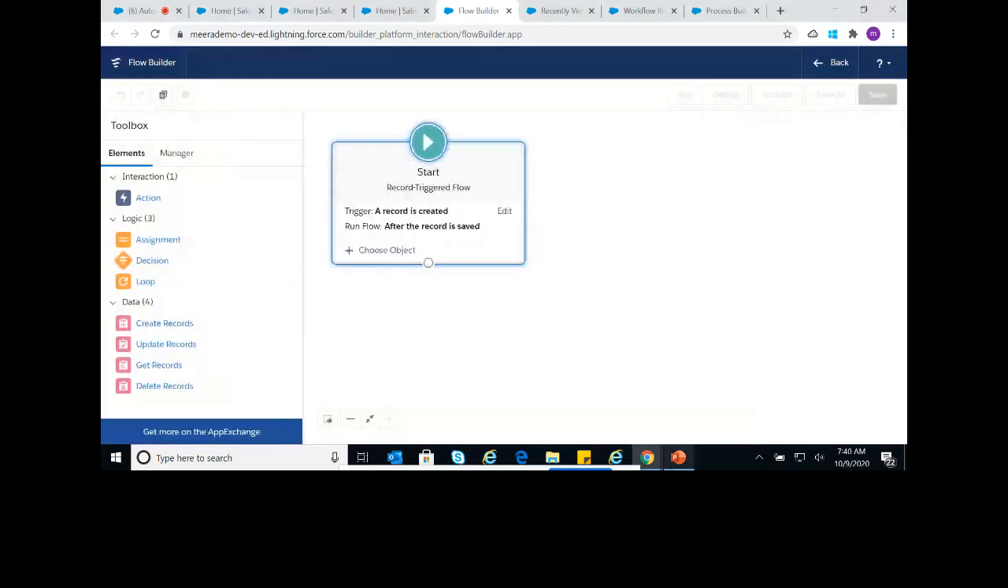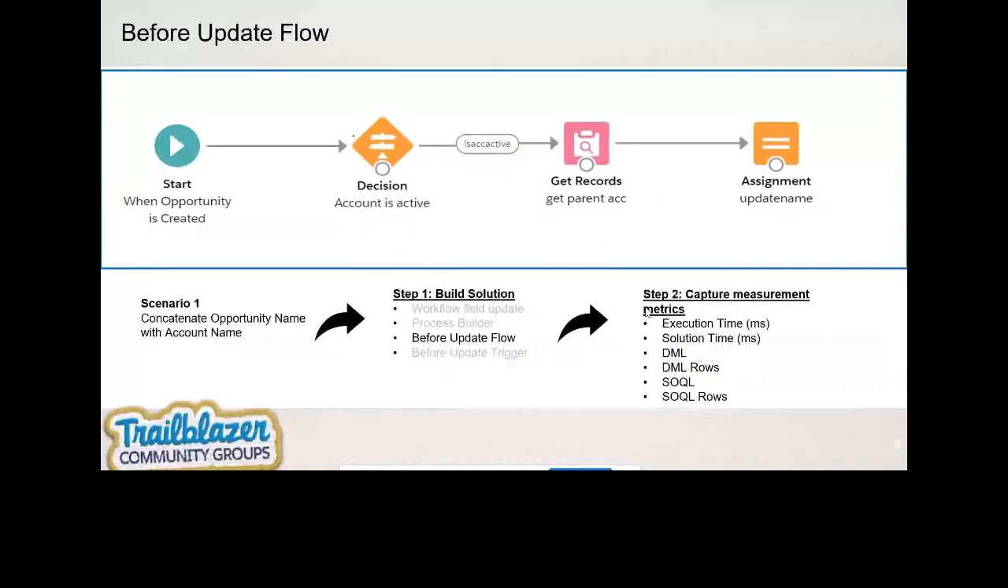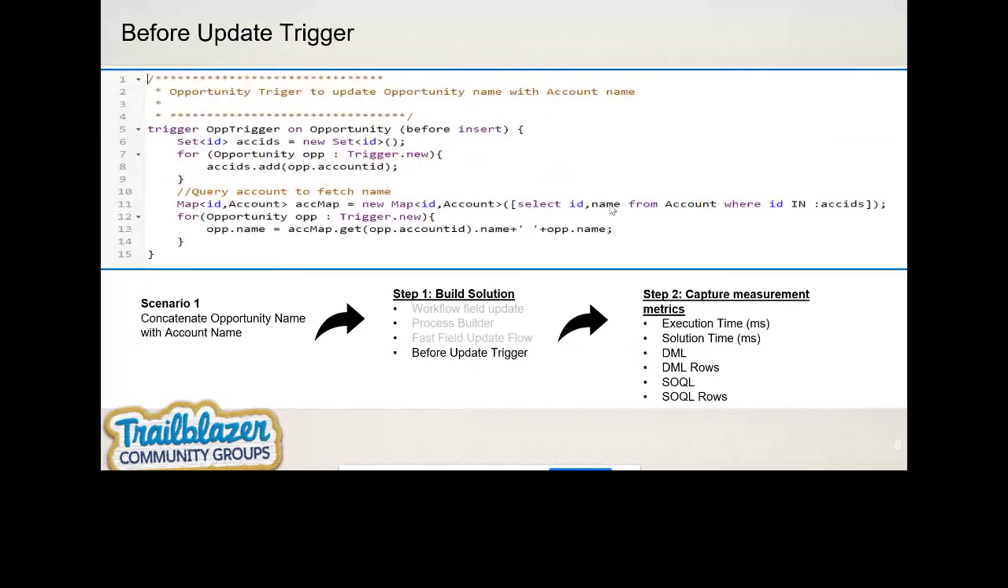So let us go back. I have utilized the before save operation here, and I am executing this whenever an opportunity is getting created. Just checking if the account is active. If that is active, I am getting the parent account record and updating the opportunity with the account name. And this is our last option for this particular scenario, which is using a before update trigger.